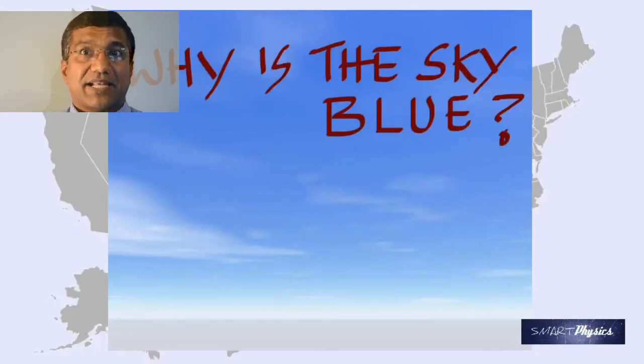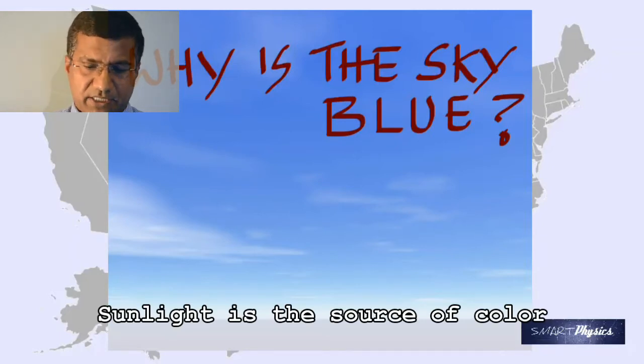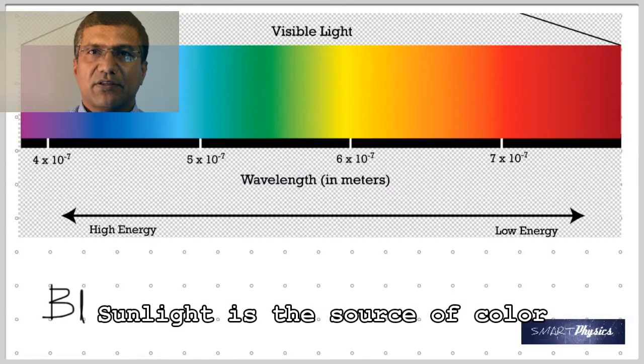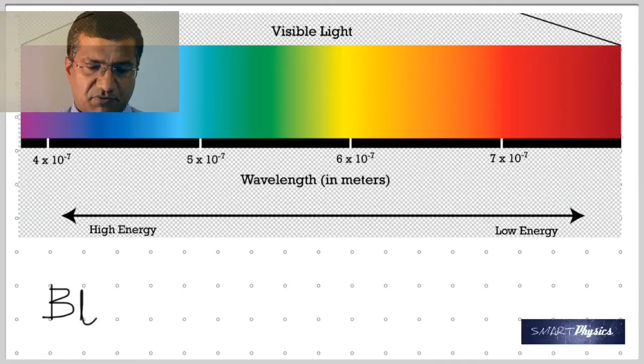Well, of course, at night the sky is completely black, which means the sky appears to be what it is because of sunlight. So we need to go look at the sun, and when we look at the sunlight, of course it has visible light, and visible light is made up of all these colors, and its wavelength is increasing all the way from violet to red.